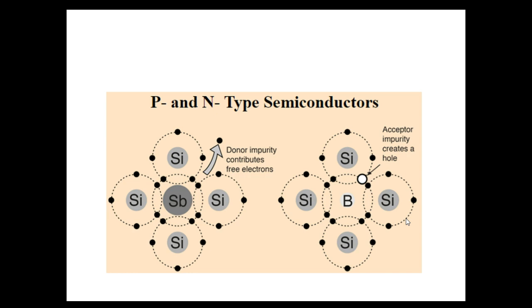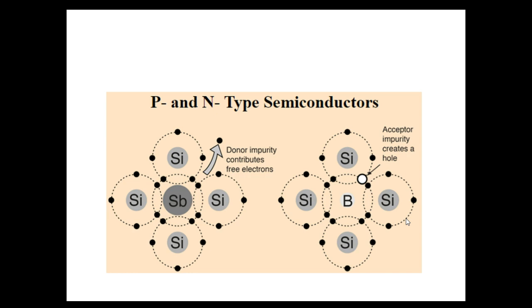Similarly, you can add trivalent impurity, for example boron. If you add a pentavalent impurity, usually the silicon will have 4 valence electrons, but the Sb atom has 5 valence electrons, so automatically 1 valence electron will be free. This is for a single atom, so that particular 1 electron will act as a free electron.